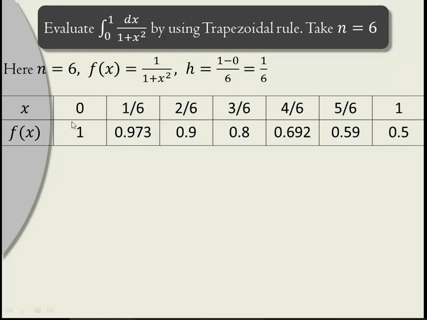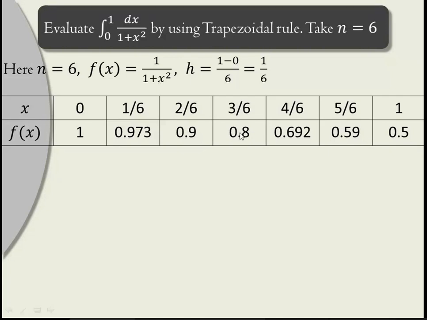Substitute x into this function. So if you put x equal to 0, we get 1 upon 1 plus 0 square. That will be 1. Put x equal to 1 by 6. 1 upon 1 plus (1 by 6) square. That comes out to 0.973. 1 upon 1 plus (2 by 6) square. It will be 0.9. Substitute x equal to 3 by 6, get the next value.